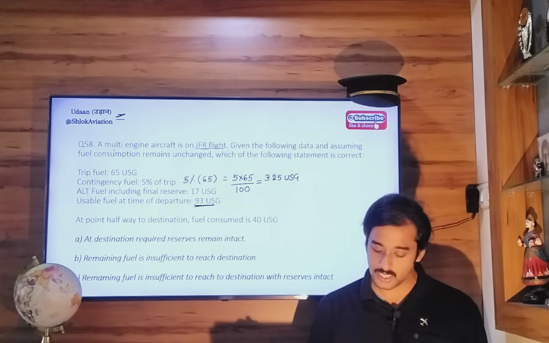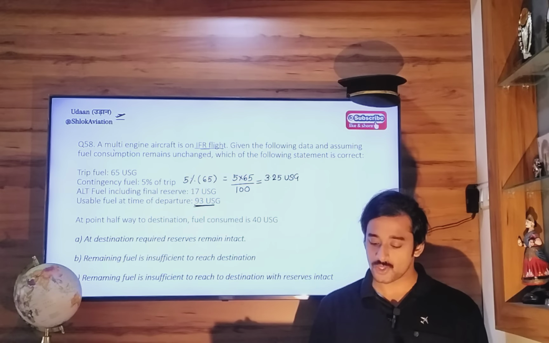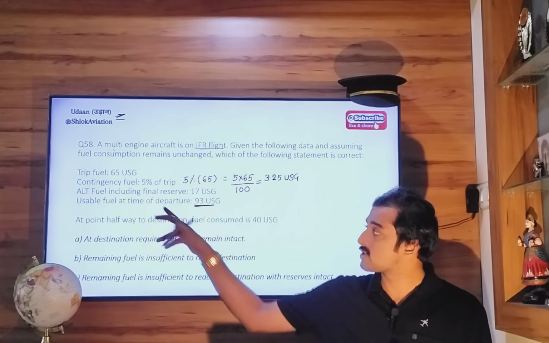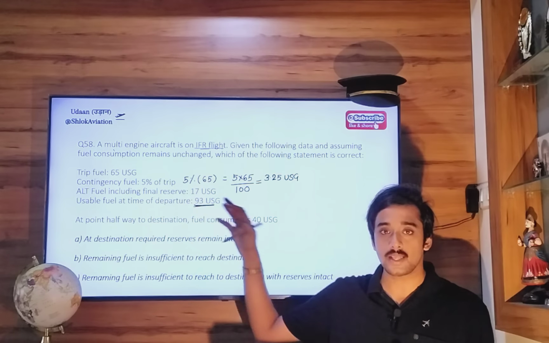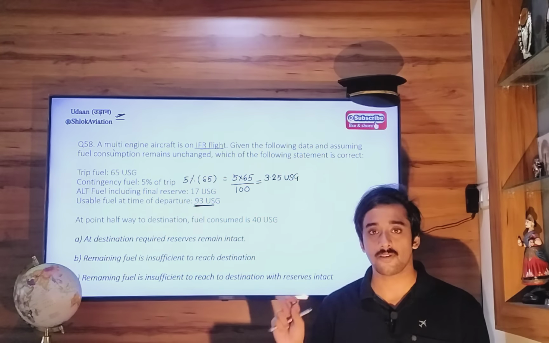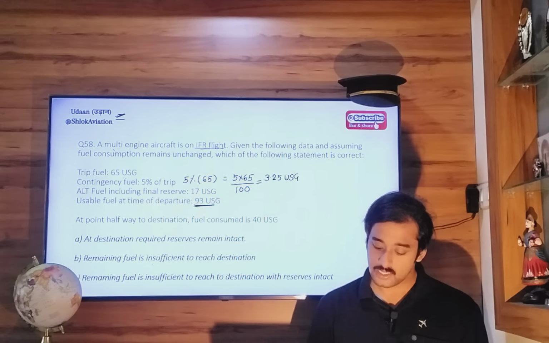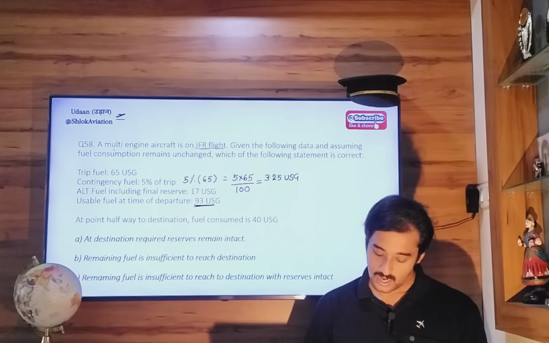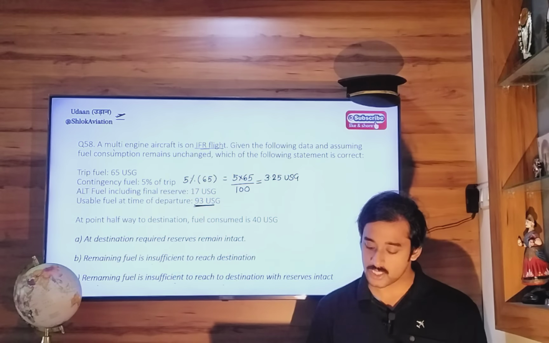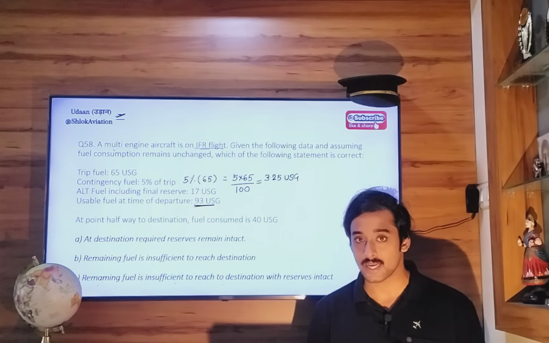Now option alpha states: at destination reserves remain intact. That means whatever reserves you are carrying, 17 US gallon, nothing happens to them. They remain fixed. We are not using that reserve quantity. Remaining fuel is insufficient to reach destination with reserves intact.